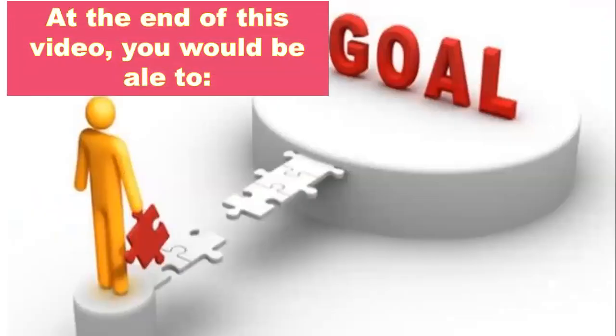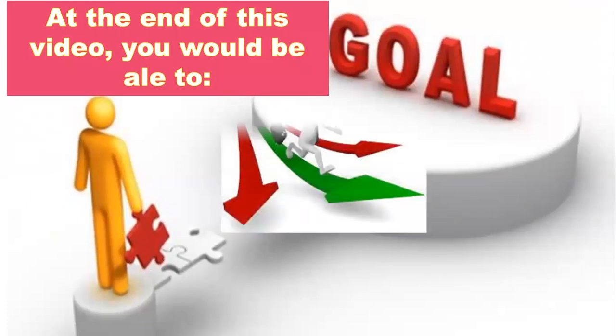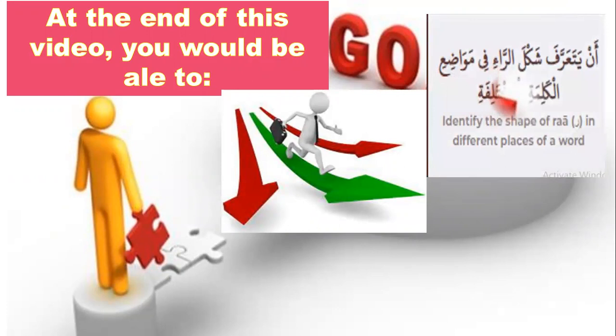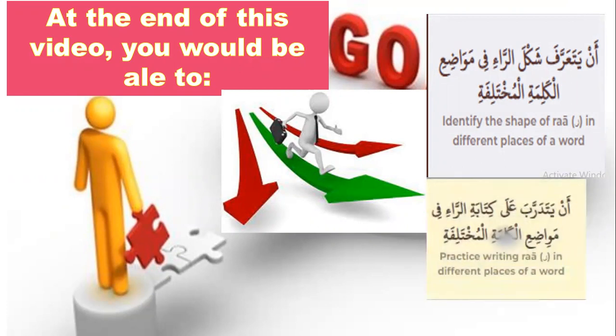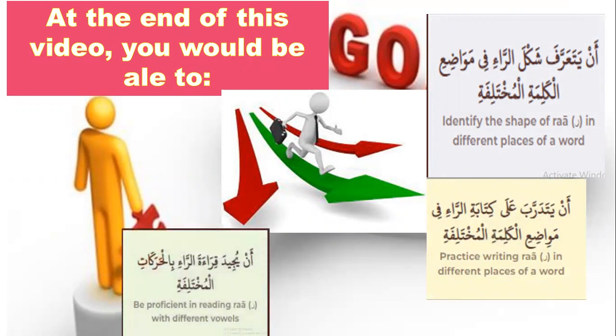At the end of this video, you would be able to, number one, identify the shape of Ra in different places of a word. Number two, practice writing Ra in different places of a word. Number three, be proficient in reading Ra with different vowels.